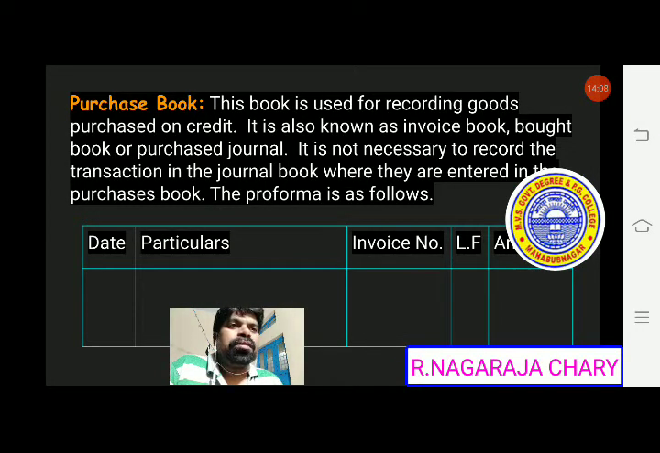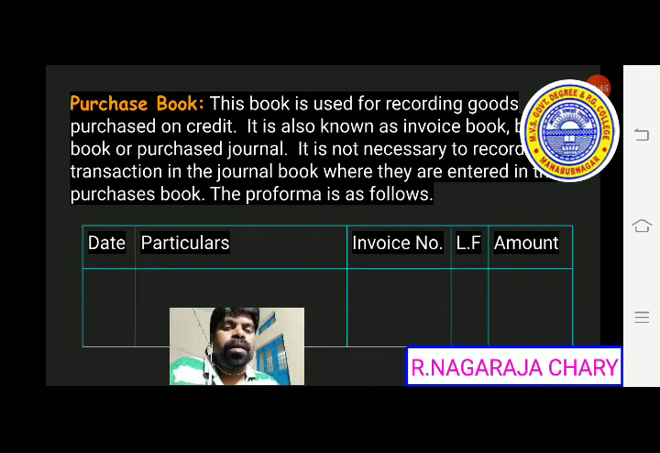Other means sales, returns, bills receivable, bills payable, cash, etc. are not to be recorded in this book. Here only purchases are recorded. Though the material is purchased on credit basis, it is to be recorded in this book only. If it is purchased on cash basis, it need not be written here, that you have to remember. Okay.